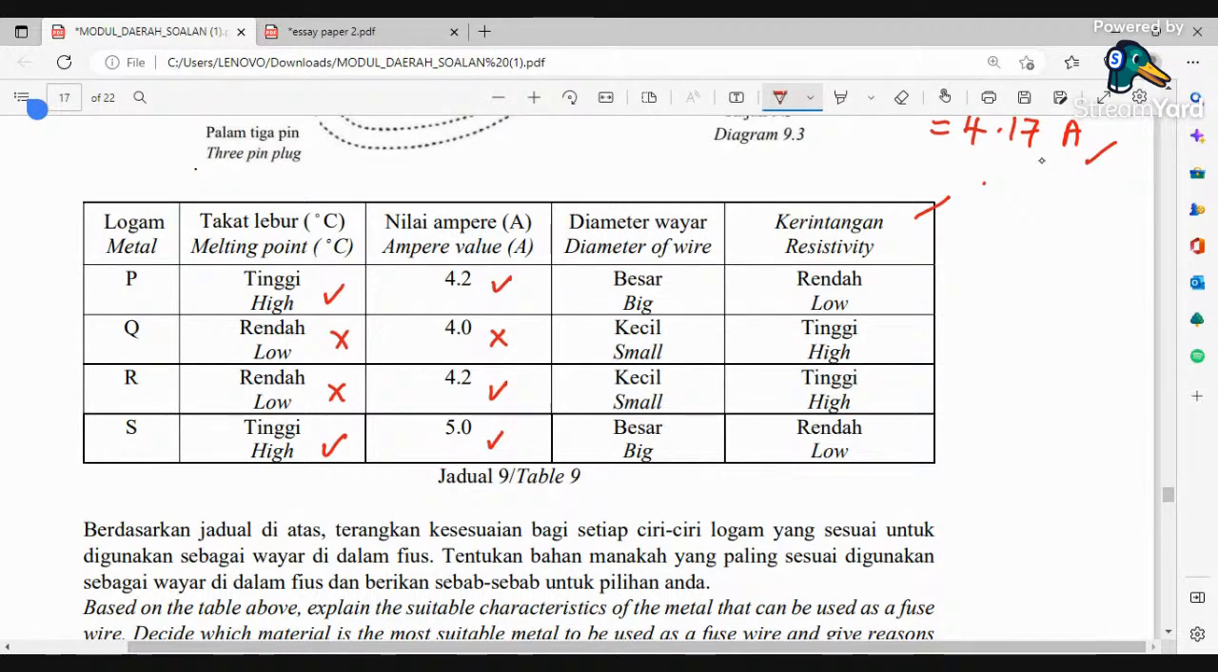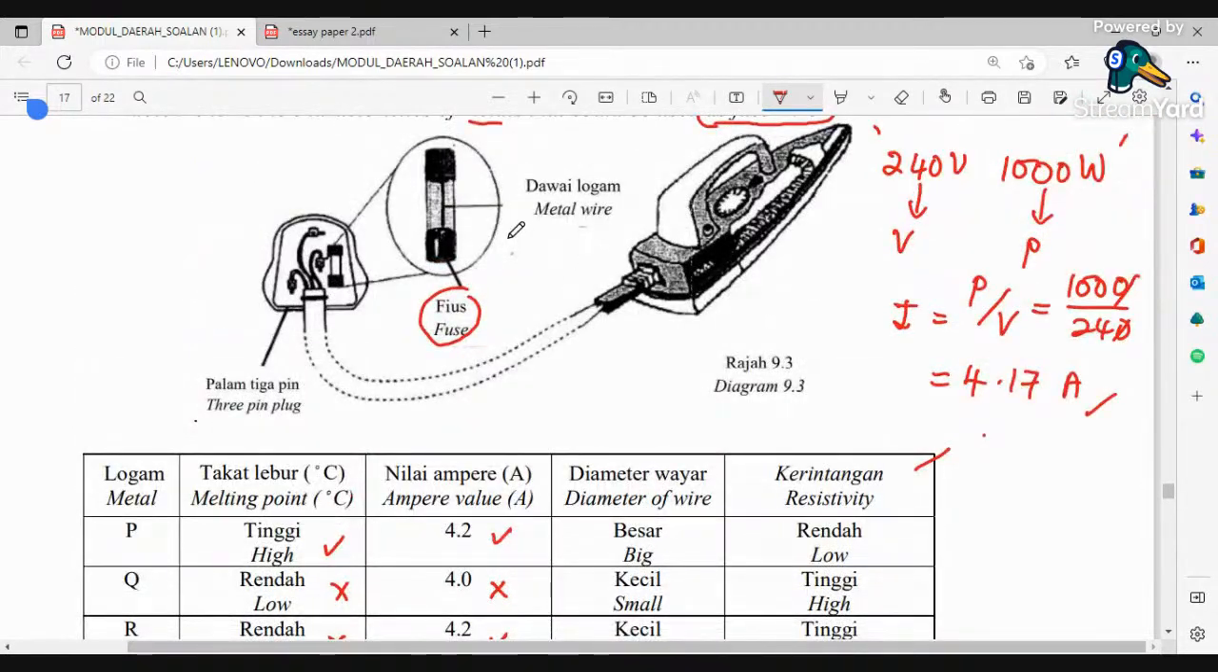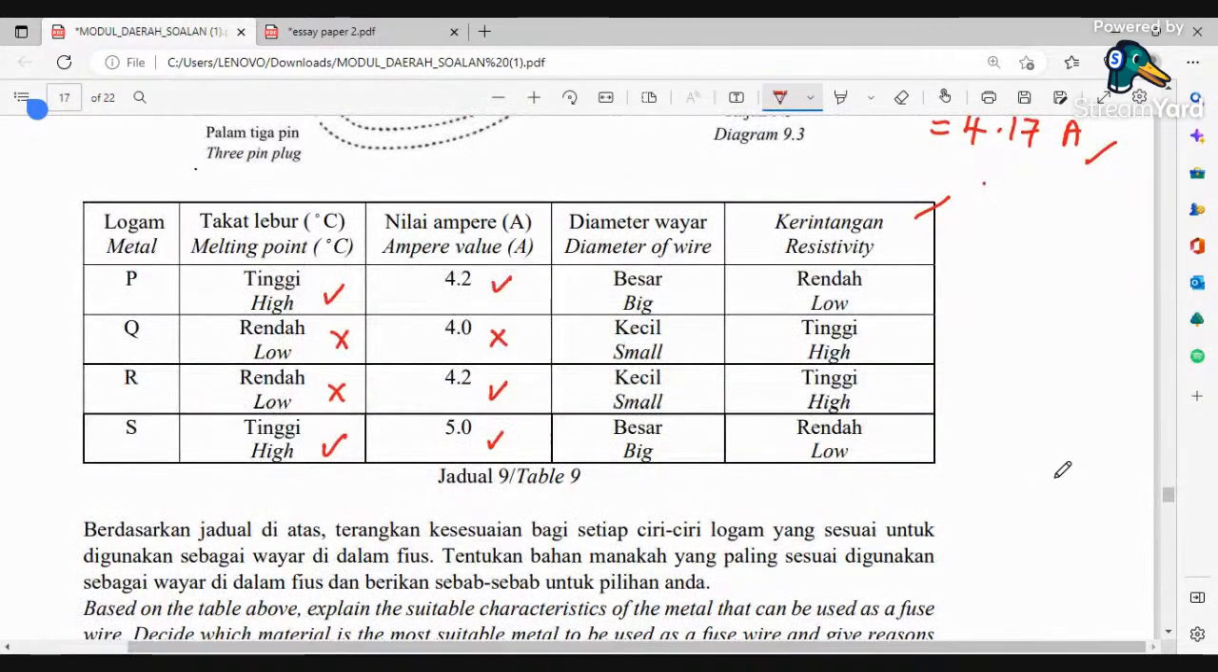Diameter of wire: we don't want it to cause energy loss, so we use a lower resistance material. Lower resistance means bigger diameter, so I will reject the small one. Resistivity is also the same, we take the lower one. Normally with lower resistivity, the melting point is also quite moderate, not too high, not too low. Q has high resistivity, so I reject it.